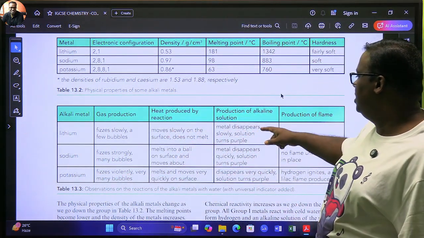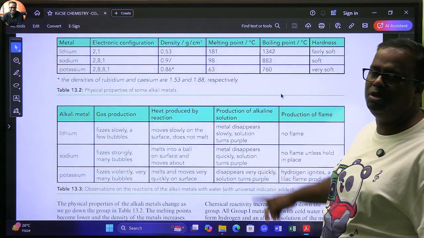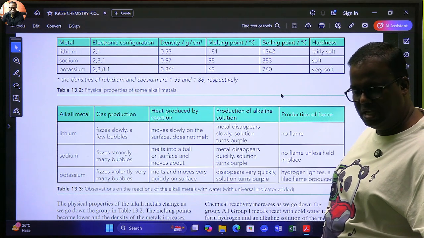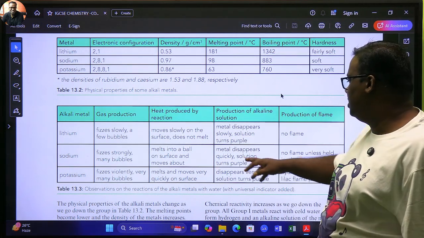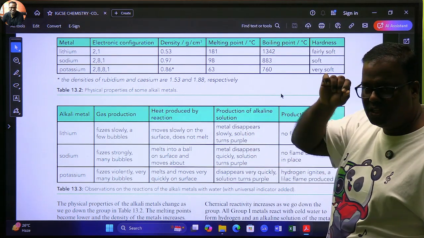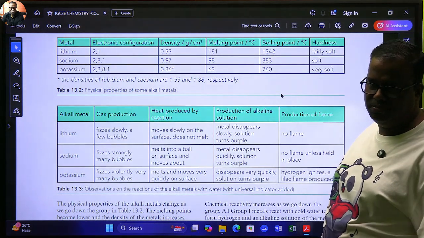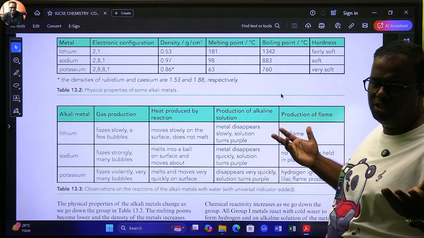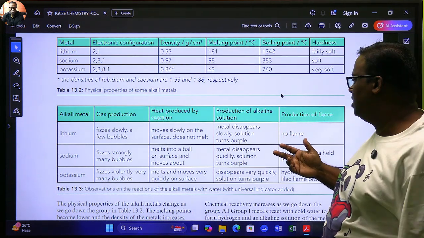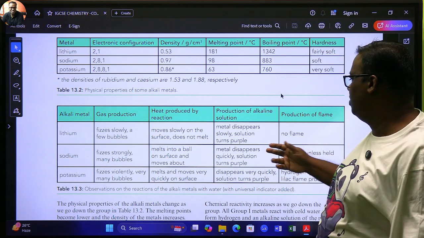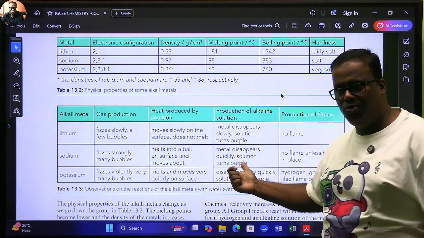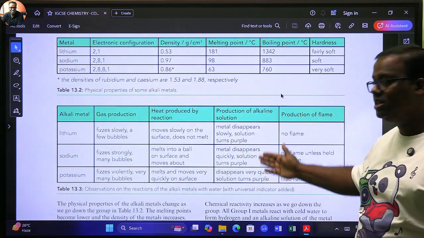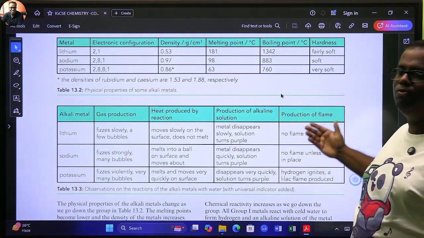So let's see. Metal disappears slowly, solution turns purple. Solution turns purple means, have you understood? Basic. Acidic solutions will always turn red. Solution turns purple means they have actually tried the litmus test. Or even like KMnO4, potassium permanganate, they are always purple. Exactly like the lighter blend of the t-shirt you are wearing. Metal disappears quickly, more reactive. Solution turns purple, disappears very quickly. So reactivity is increasing. Production of flame.